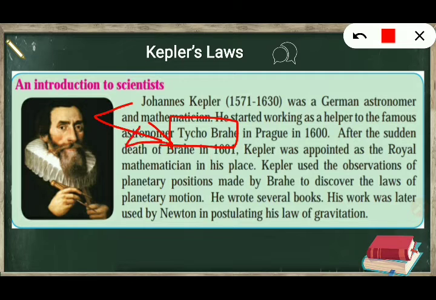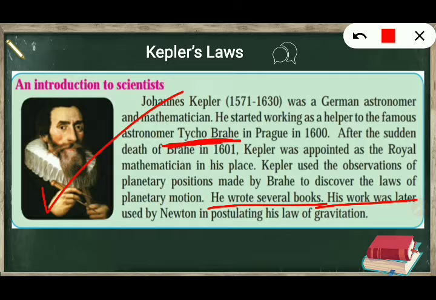Johannes Kepler joined Tycho Brahe as his helper or assistant. After Brahe's death, whatever inventions or observations he had made and written down were followed up by Johannes Kepler. He wrote several books, and his work was later used by Newton in postulating the laws of gravitation.